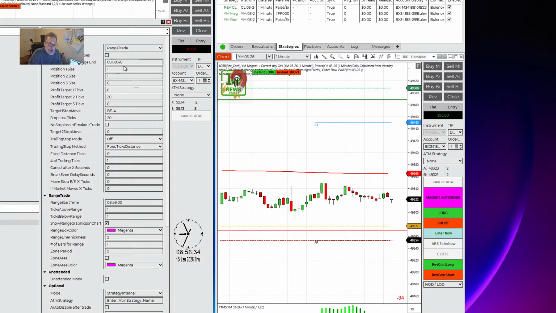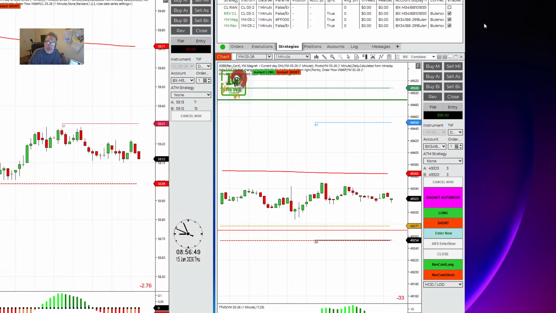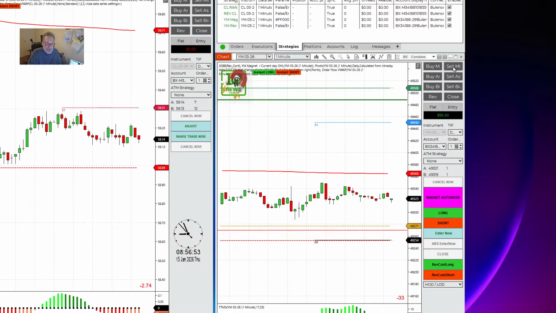End the range 90040. Position 1 is a 1, position 2 is a 1, target 1 is 8, target 2 is 20, and the stop right now is 20. Apply it, okay it, turn it on. So the question is, is oil going to reverse? Has it gone down as much as it can?